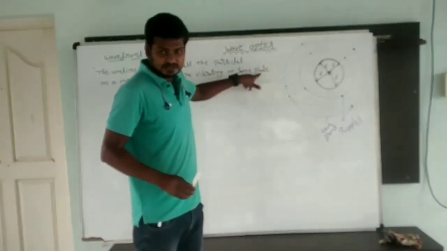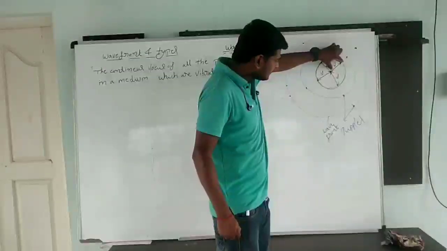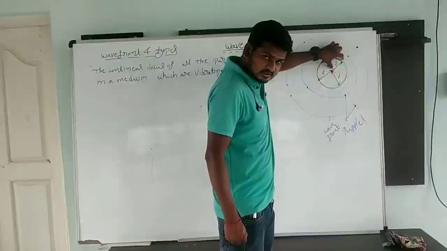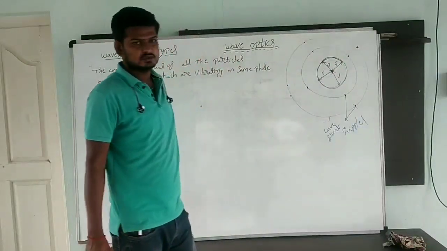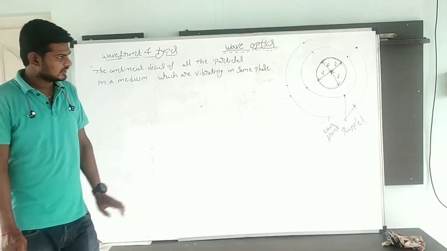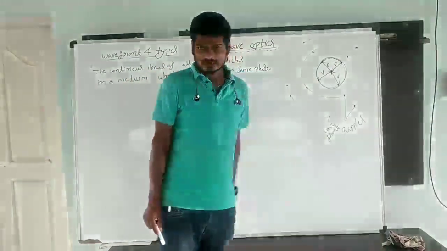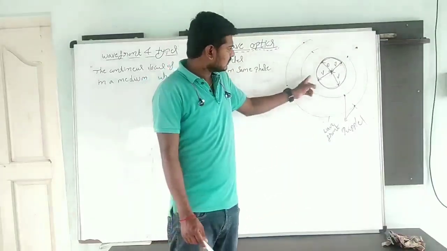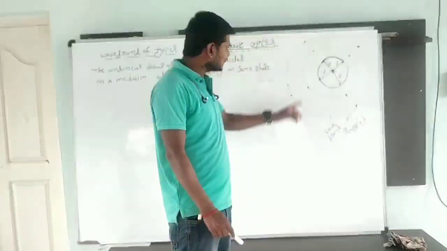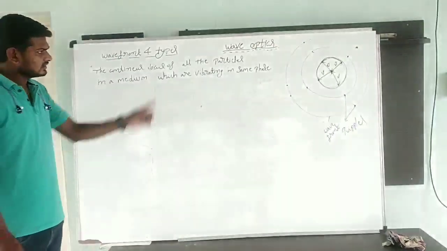Phase means the state of a vibrating particle. The particles here are at the same distance and move with the same velocity. That we call the same phase or constant phase. So, the continuous locus of all the particles in a medium which are vibrating in the same phase is what we call a wavefront.